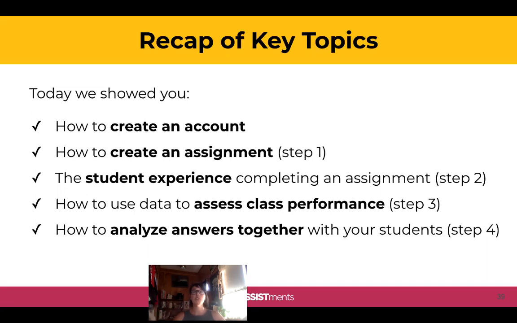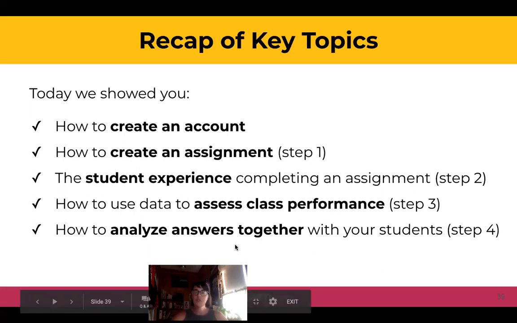So recap of topics today. We talked about first, step 0, how to create an account. And just a reminder here that if you are using Canvas and having any issues, that does mean that there are some issues in the setup process. So we'd love your Canvas administrator to get in touch with us at contact@assistments.org, and we are happy to help you. We want to get you started as soon as possible. Step 1 is creating an assignment. Step 2, you get to see the student experience, what kind of feedback they got. We talked about step 3, assessing class performance, what type of information is on the data report. And then step 4, analyzing answers together, whether you're in a distance learning virtual environment or some kind of blended model.